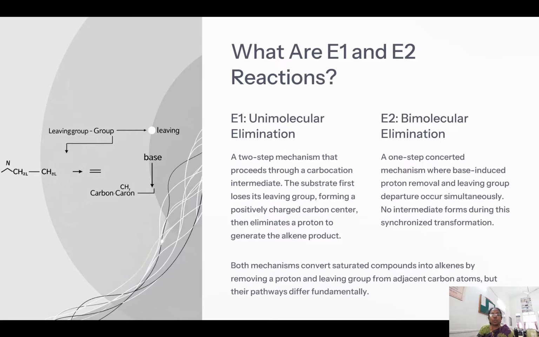In E2, it is a one-step process because the mechanism proceeds via a transition state, where base-induced proton removal and leaving group departure occur simultaneously. So, no intermediate forms during this synchronized transformation. Both mechanisms convert saturated compounds into alkenes, that is unsaturated compounds, removing a proton and the leaving group from adjacent carbons, but their pathways differ fundamentally.